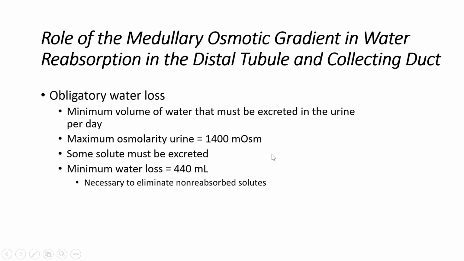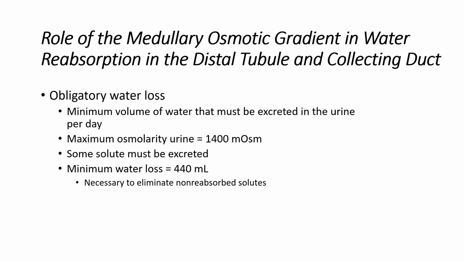That is how we can regulate water reabsorption in the distal tubule and in the collecting duct. Now this brings us to speak about this obligatory water loss that we kind of talked about a little bit earlier. So at a minimum, we must excrete 440 milliliters of fluid per day. That is what we call obligatory water loss.